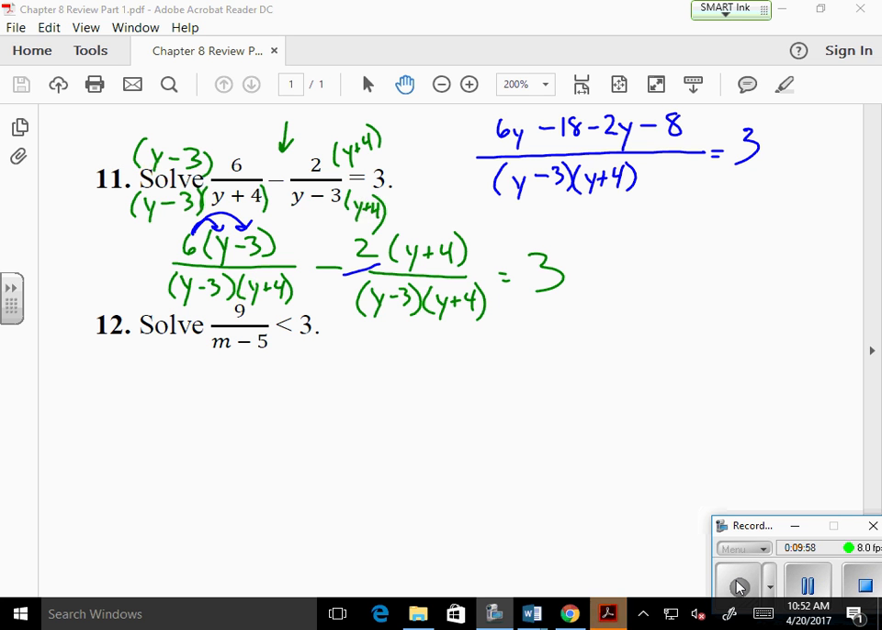Next step, we're going to go ahead and FOIL out the denominator, and simplify the numerator. So I get 4y minus 26 over y squared plus y minus 12, which is still equal to 3.